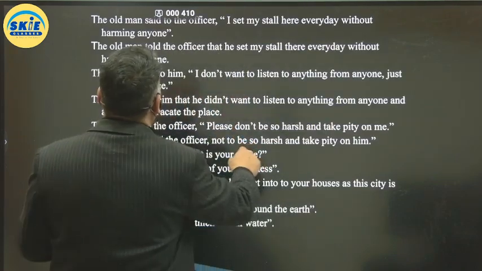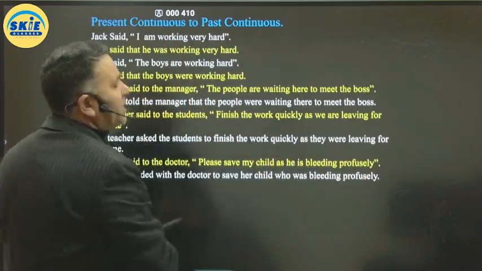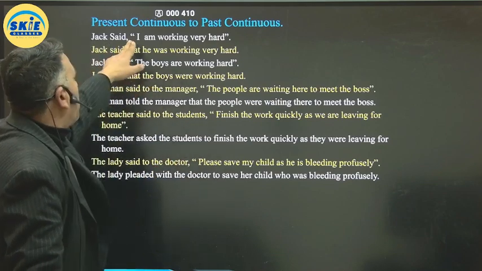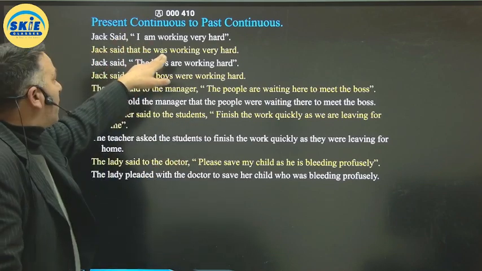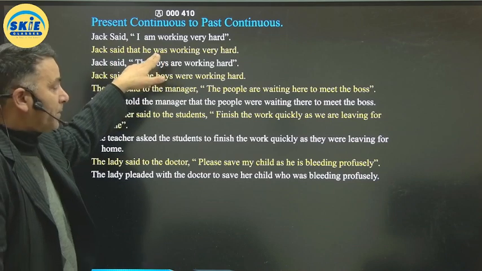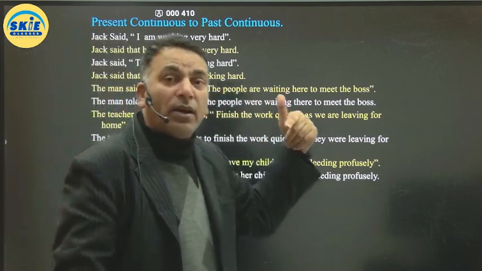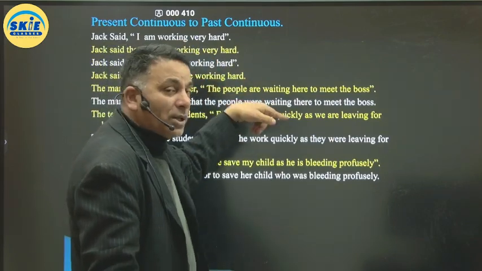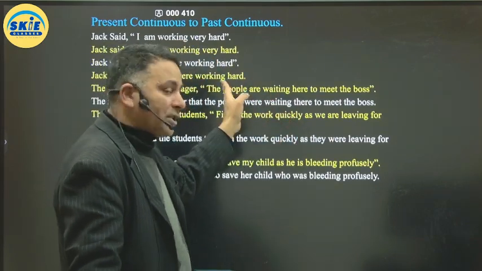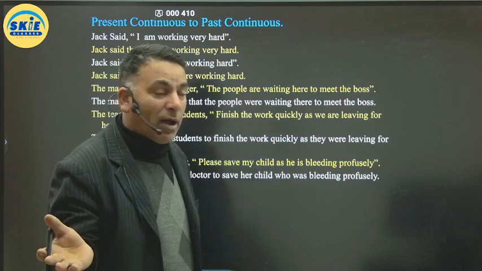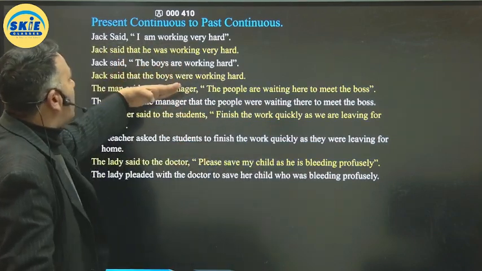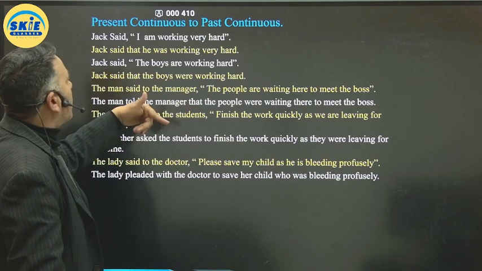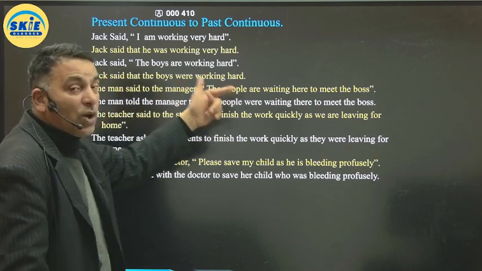Now, there are lots of examples, but we'll not go into them; you can see them when you get your PDF. Here, present continuous to past continuous. I have said already that when the reporting verb is in past, the tense of the reported speech will change. In case it is present, it will change to corresponding past tense. Here it is. Jack said, "I'm working hard." Jack said that he was working hard. Jack said, "The boys are working hard." Jack said that the boys were working hard.